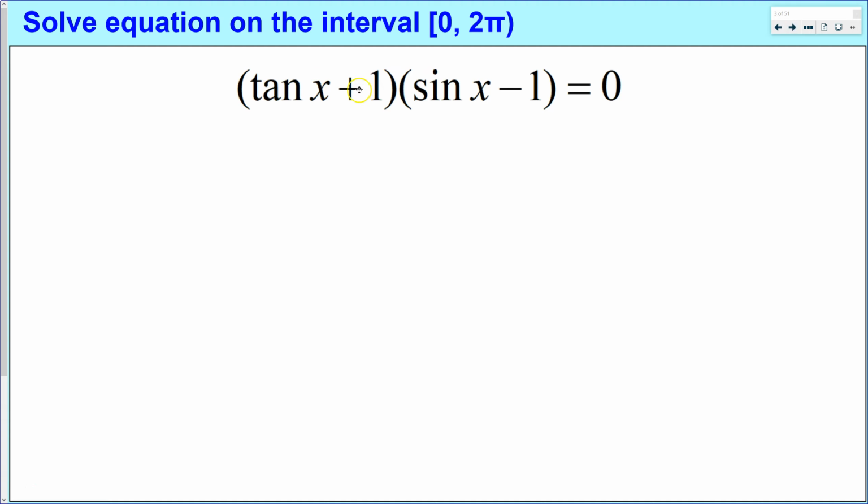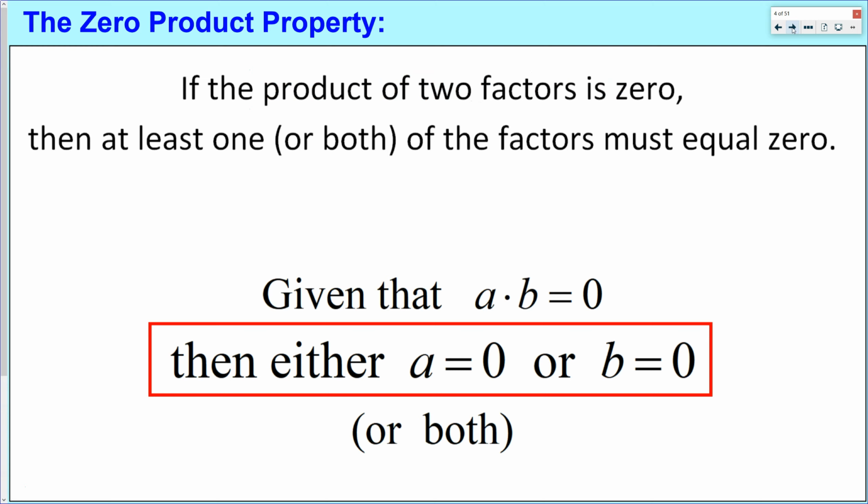It says, thing 1 times thing 2 equals 0. And I want to remind you of something called the zero product property, which is kind of the basis by how we solve any problem with factoring. It simply states that if you have two things multiplied together and their product is 0, then you know at least one, maybe both of those two factors could be 0.